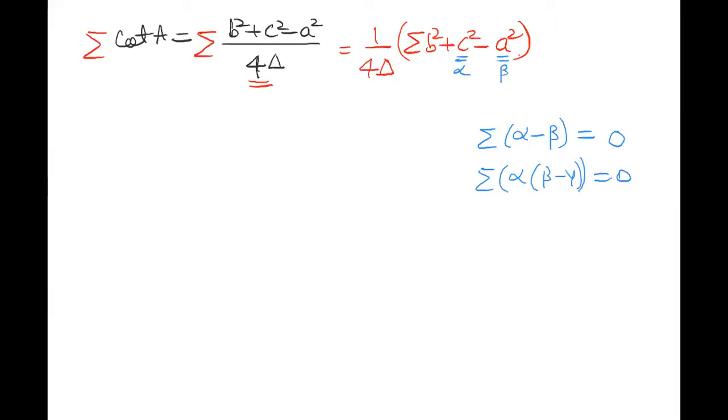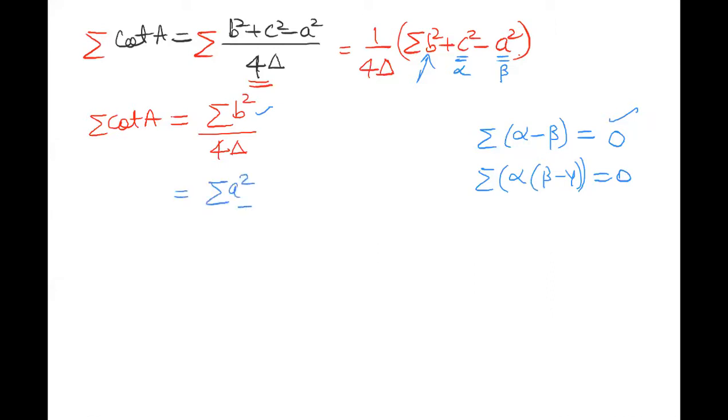Okay. So this alpha minus beta, that summation will give you 0. You are left with only summation B square. This we can write as summation B square divided by 4 delta. Now what is the difference between summation B square and the others? Nothing. Summation B square is nothing but A square plus B square plus C square. Either you write summation B square or summation A square or summation C square. All are one and the same thing.